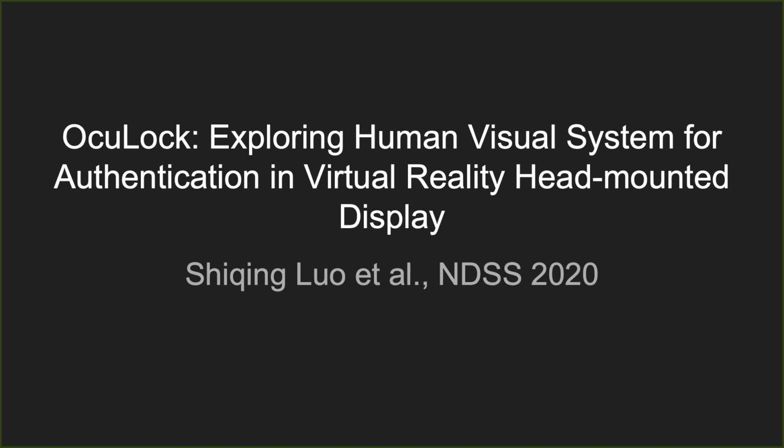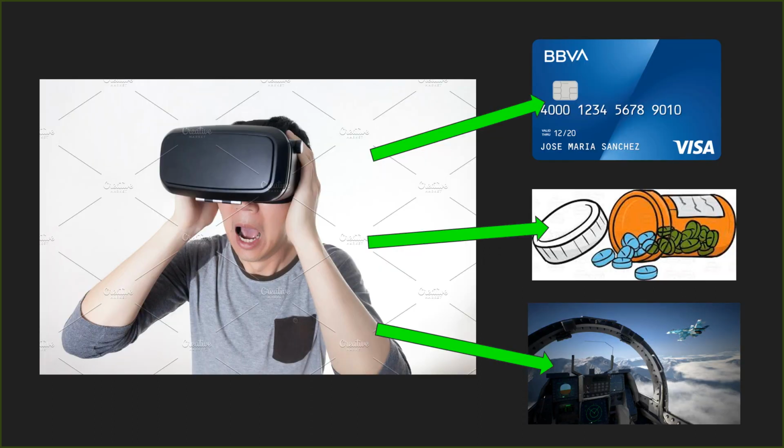Okay, all right. Hello everyone. Today I'm going to be presenting Oculock, which is from NDSS in 2020. It's about how to create an authentication mechanism for VR headsets. Nowadays, we know that with VR, you can do certain private operations. For example, you can enter your credit card information, you can check your medical information, and in the case of top secret military applications, you can have pilots who are trying to crew these top secret aircraft.